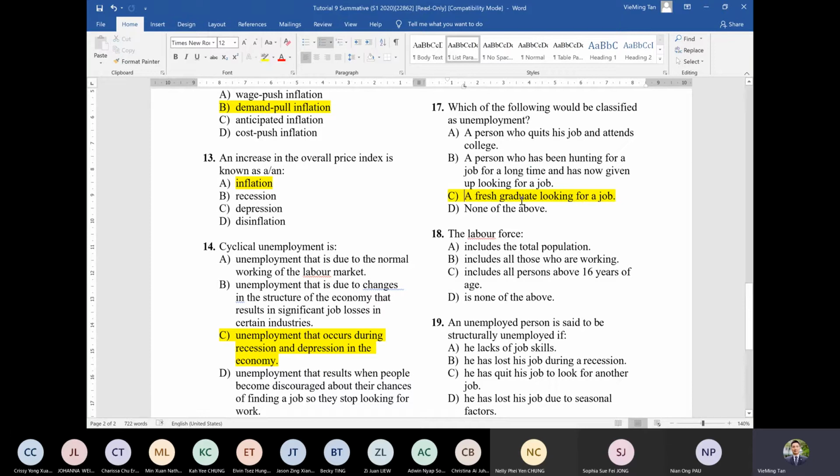Looking for a job means actively looking for a job, so it's considered as unemployed. Let us check A. A person who quit his job and attends college. That means he becomes a student again. A student should not be counted. If the person has already turned into a student role, then he should not be counted in the workforce. It's not in the workforce category anymore, so it's not considered as unemployed.